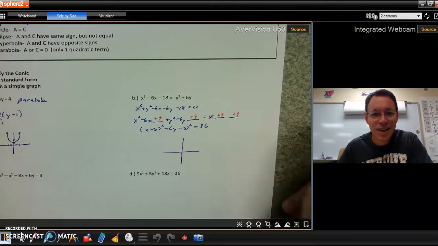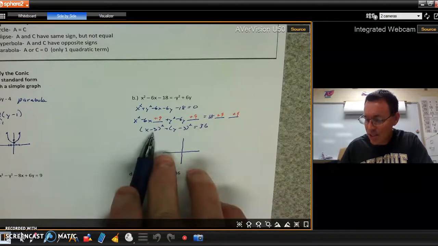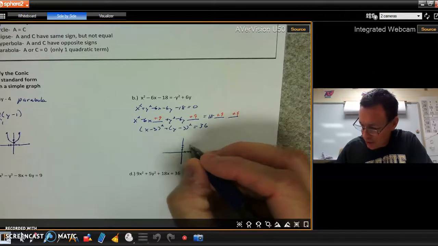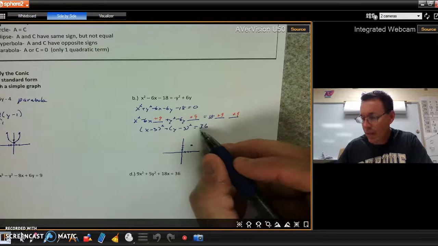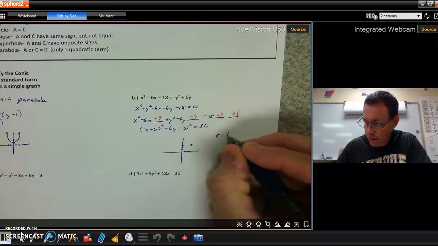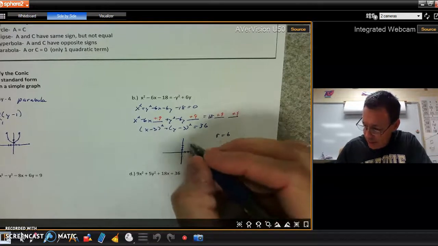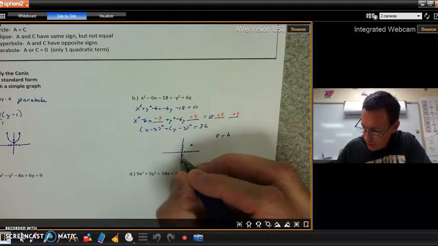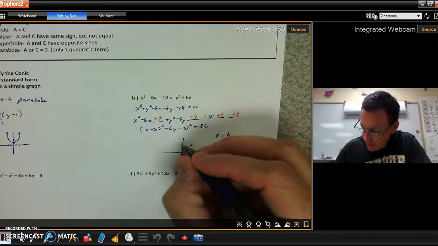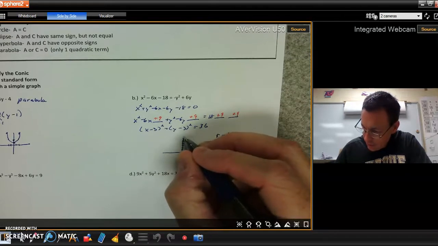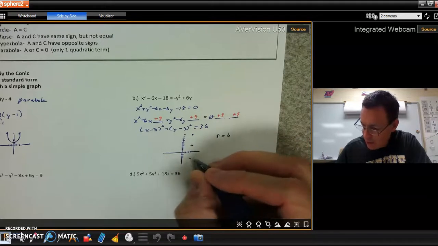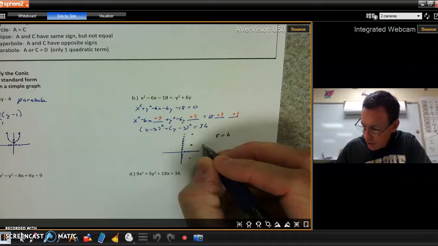Okay, so again, this is a circle. The center is at 3, 3. So 1, 2, 3, 1, 2, 3. So there's our center. And then we have a radius of 6. So let's see. I went up 3, so now I need to go 1, 2, 3, down. 1, 2, 3, 4, 5, 6. So we're going to say I'm going up 3. Now again, we're approximating here. Just do the best you can.